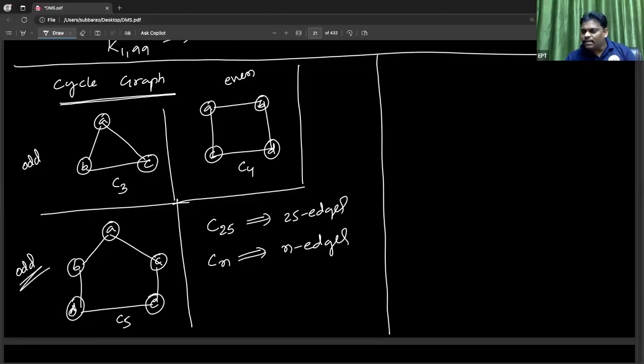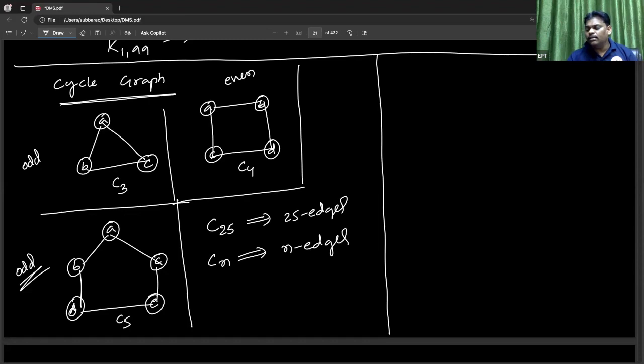Now, can I say like this? Every cycle graph of even length is bipartite. Can I say that? Of course. But I cannot say every cycle graph is bipartite. Every cycle graph of even length is bipartite, right? Because the meaning is the same.